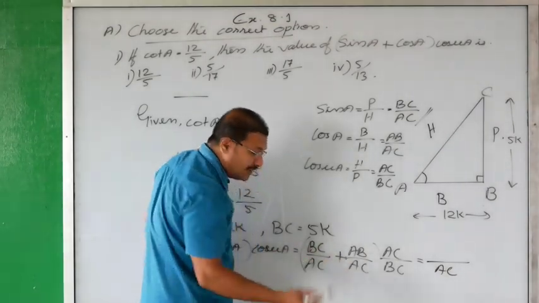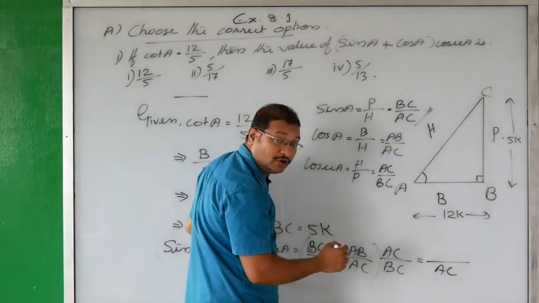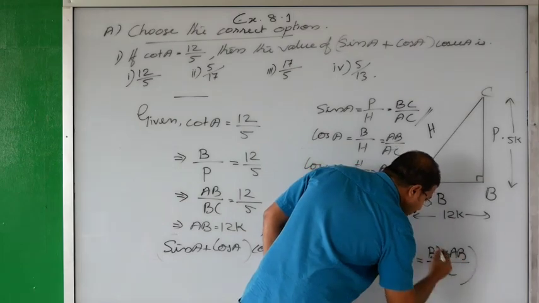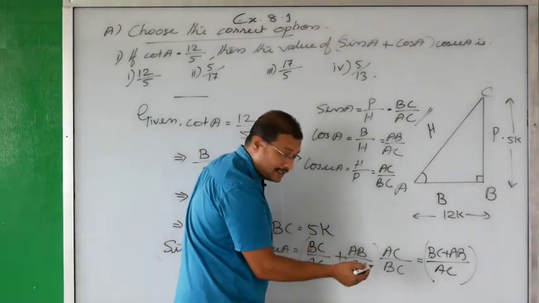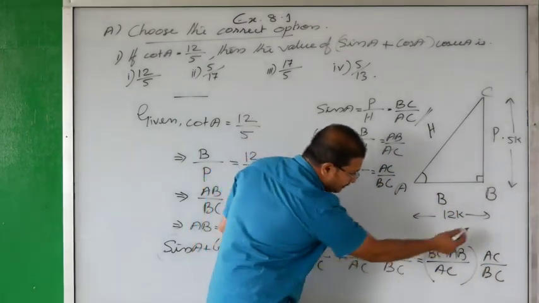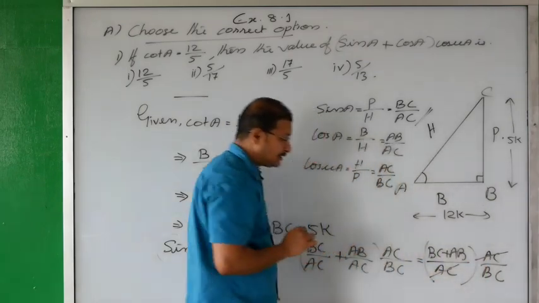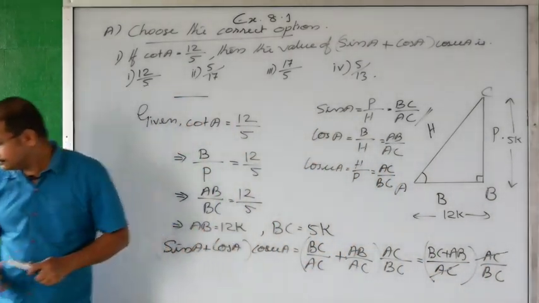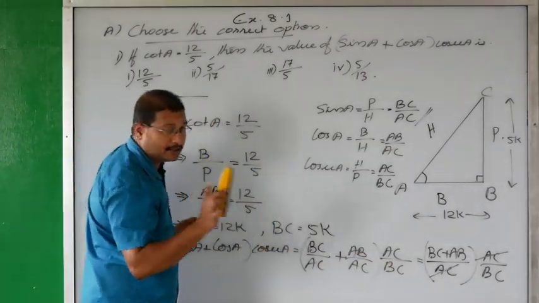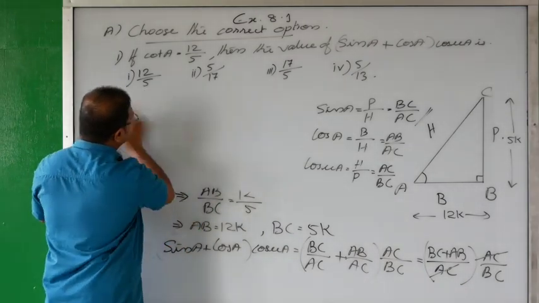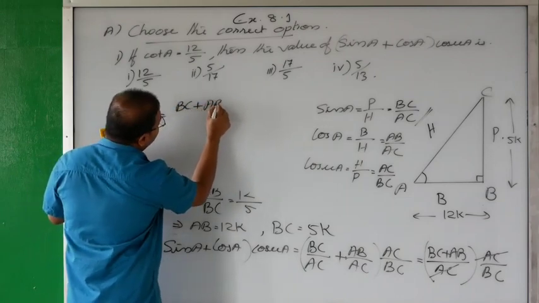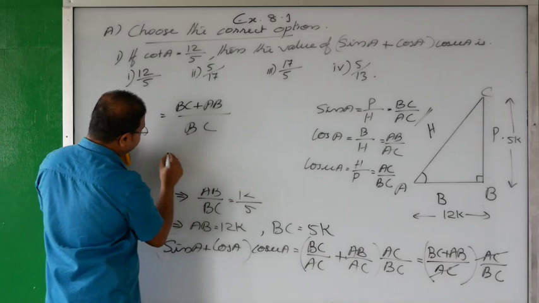Then the numerator: same denominator means we keep the numerators, that means BC plus AB, closing the bracket. After this, AC by BC. See, AC and AC will cancel. Now the balance we got is BC plus AB by BC.